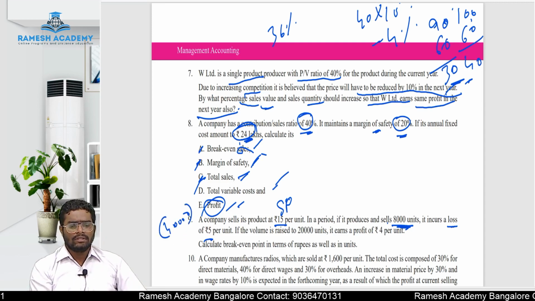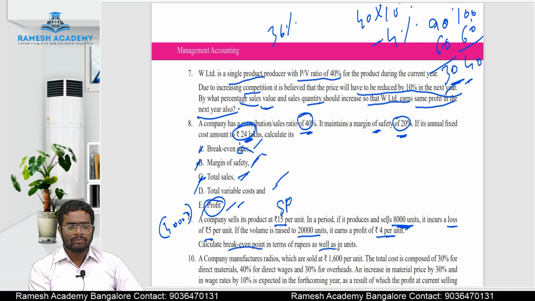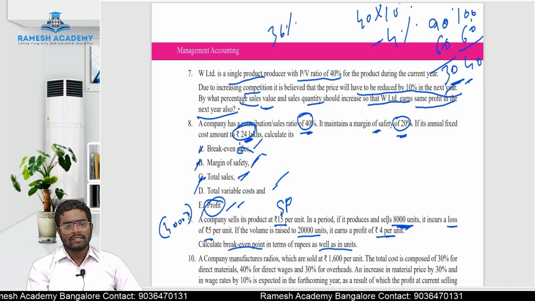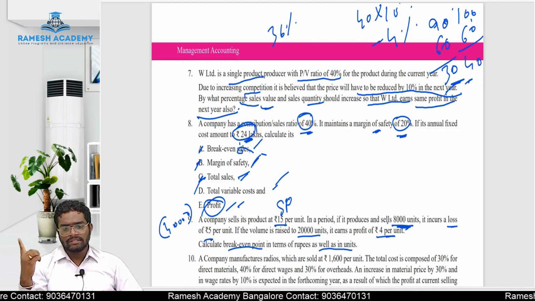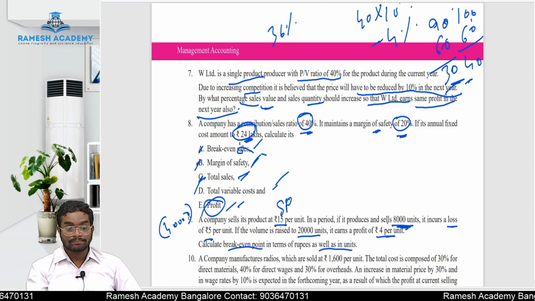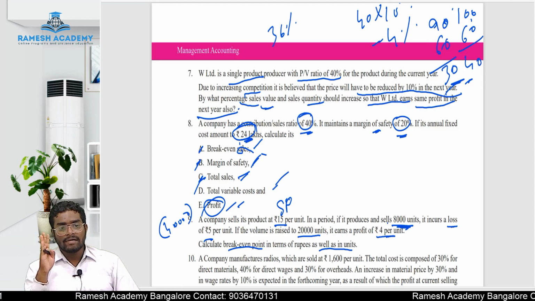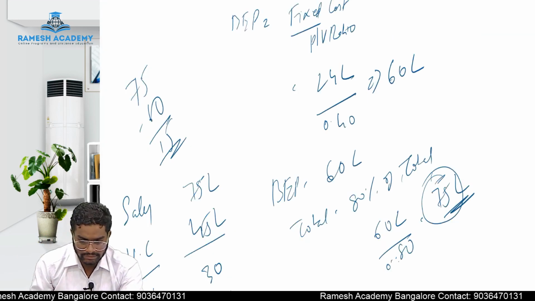Next, they are telling that if the volume is raised to 20,000 units, it earns a profit of 4. So we have to calculate the break-even point in terms of rupees as well as units. But to calculate BEP, we need two things: one is the fixed cost, one is the PV ratio. We don't have both. We have to calculate them here. If you remember, I had told a formula for PV ratio: change in profit divided by change in sales. So I'll just write that here.